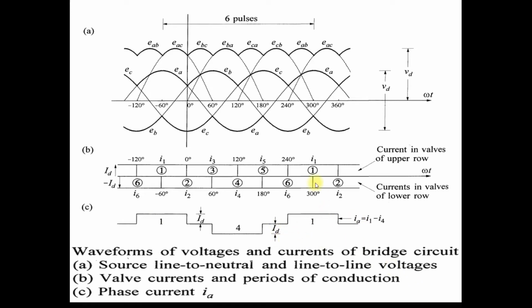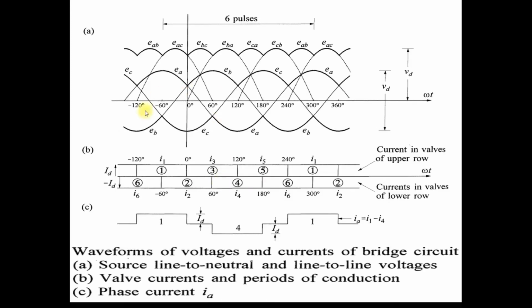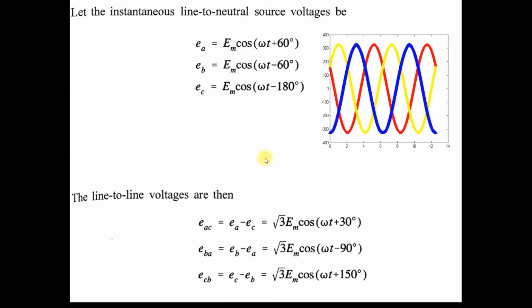So I hope you understand this analysis that assumes the source inductance is negligible and no firing angle, meaning alpha is 0. This is the waveform for this condition. Then after that we see the equations of phase voltage and line to neutral voltage, and line to line voltage. So this is EA, EB and EC, the line to neutral voltage, or you can say the phase voltage, and this is the line to line voltage, EAC, EA minus EC, EBA, EB minus EA.